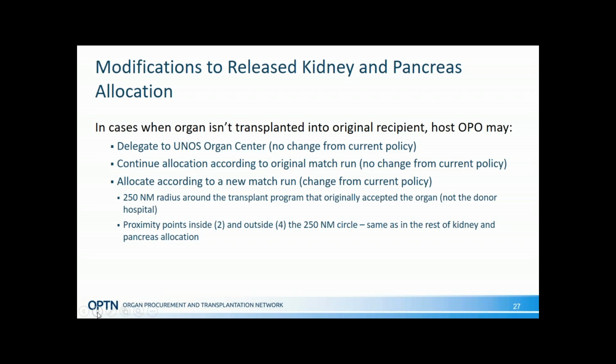Or they could allocate according to a new match run, and this is where the change is. The new match run would be a 250 nautical mile circle around the transplant program that originally accepted the kidney or pancreas, not the donor hospital, but the accepting transplant hospital. And they also would have proximity points inside and outside of the 250 nautical mile circle.